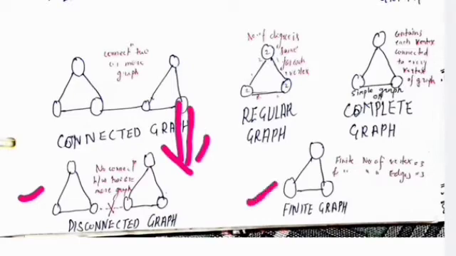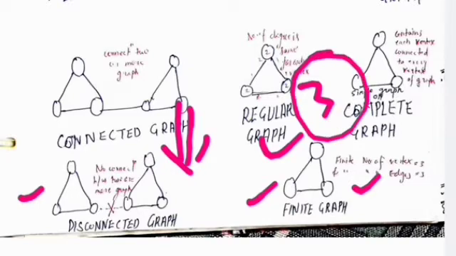Next is your finite graph. A finite graph is a graph which has a finite number of vertices and a finite number of edges. In the given graph here, the number of vertices is 3, and the number of edges is also equal to 3. Therefore this is called your finite graph.